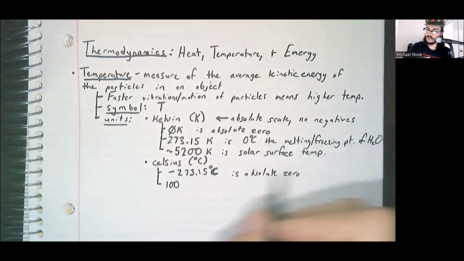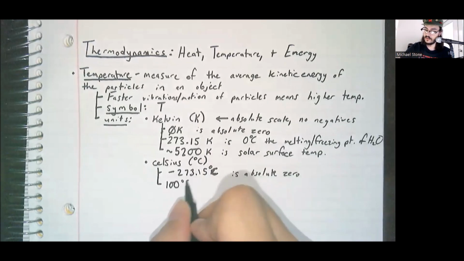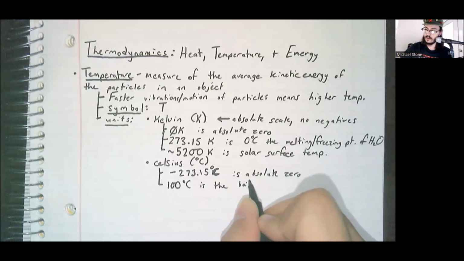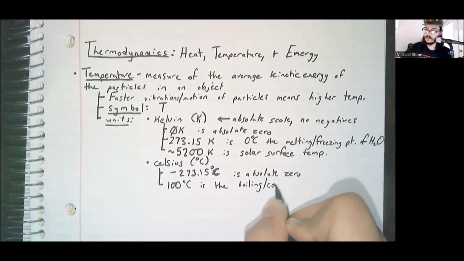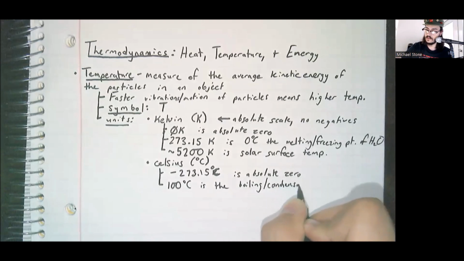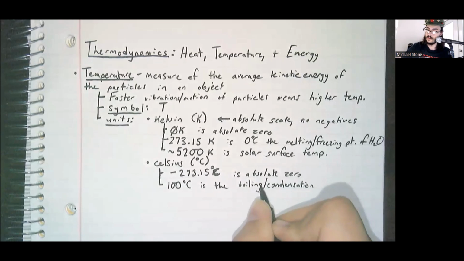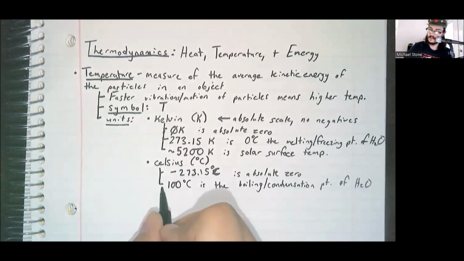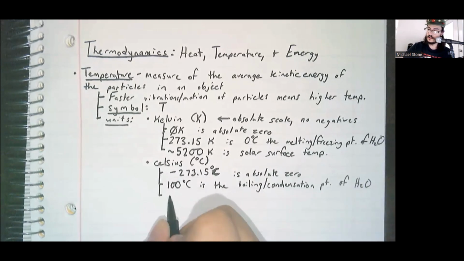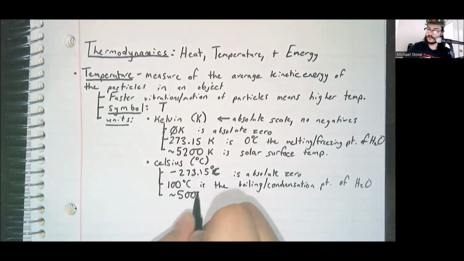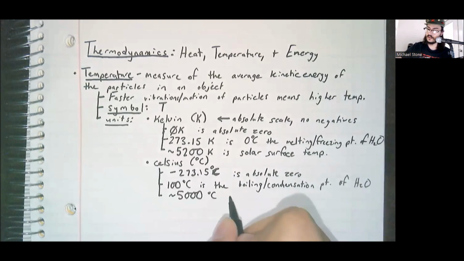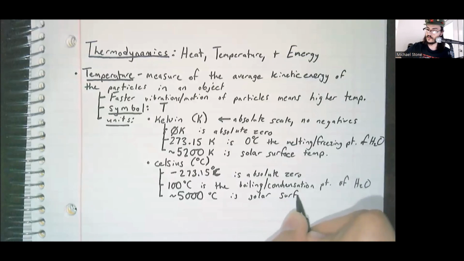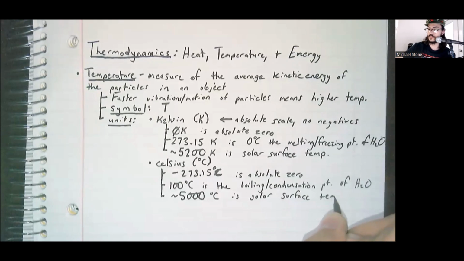I already mentioned that 0 Celsius is the freezing point of water up here, so we'll just put the boiling point of water. And it would be about 5,000 degrees Celsius as the solar surface temperature.